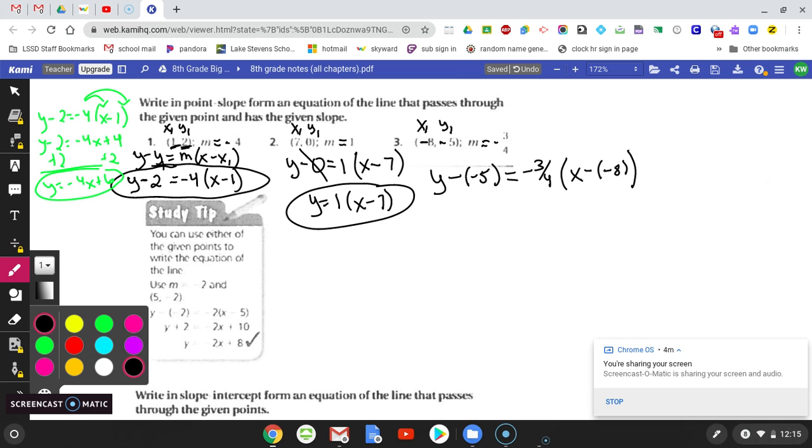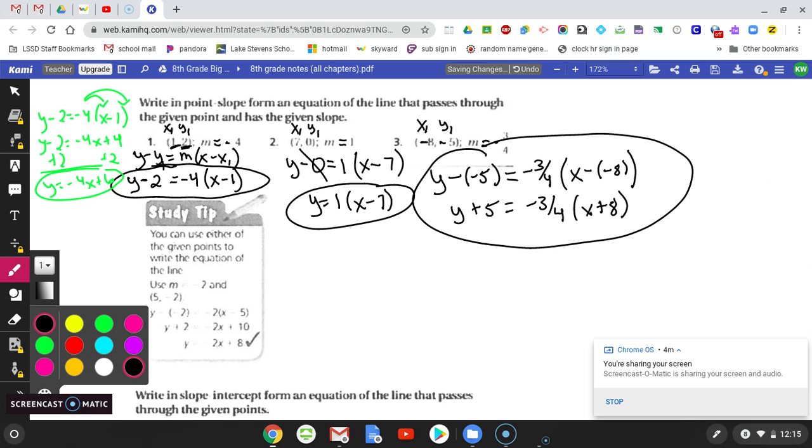Now, I can clean this up a little bit. Minus a negative is the same thing as plus a positive. So I can make it a plus 5 and a plus 8. You don't have to. I would actually accept either one of these as a final answer. So now you can see why point-slope form is nice.